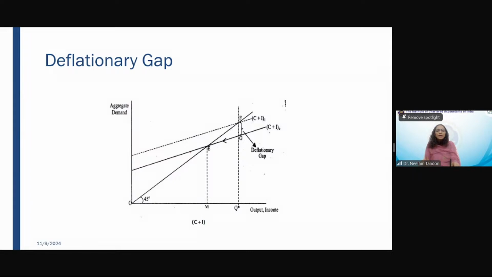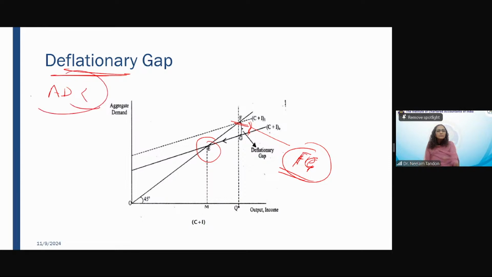Now in this case, because of deflation, where will the equilibrium be? At point E. Where should it ideally have been? At point F. So this is the level of gap here. FG is the gap. Okay, so this is the deflationary gap. Actual is less than required. Output will be lower, income will be lower, because aggregate demand is less than the required demand.